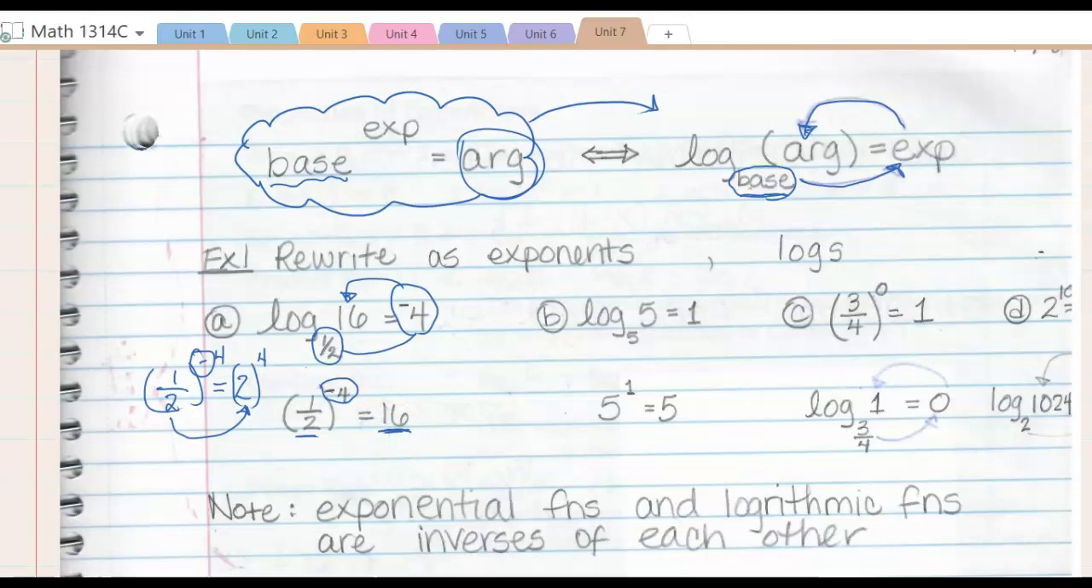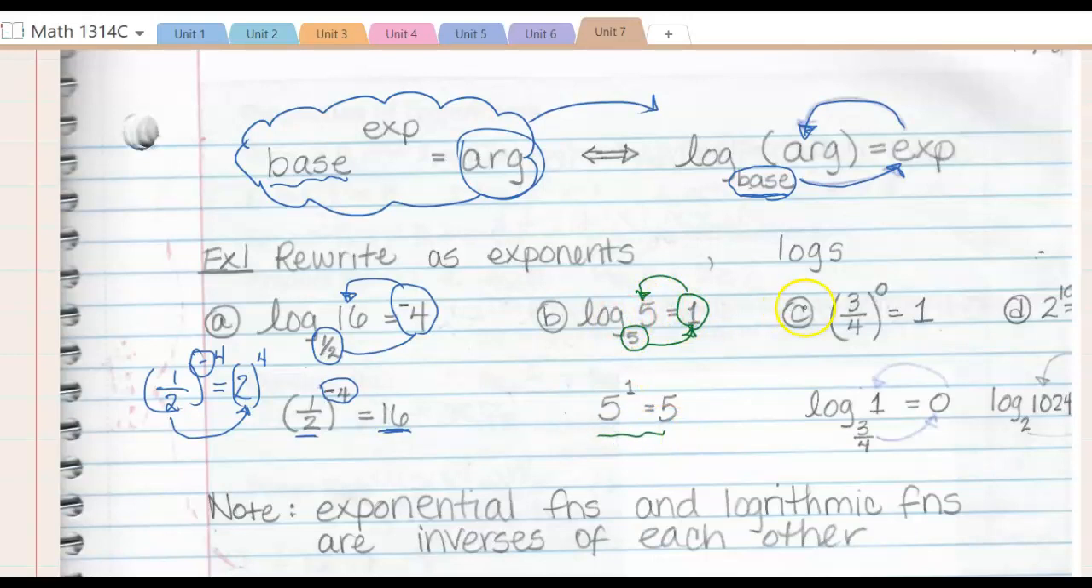So let's do the same for part B. We're going to find our base, which is 5. We're going to give it to this exponent, and then we're going to get this argument. So that's how we're going to get 5 to the 1 power is equal to 5.